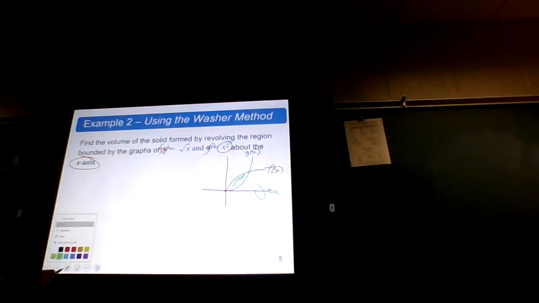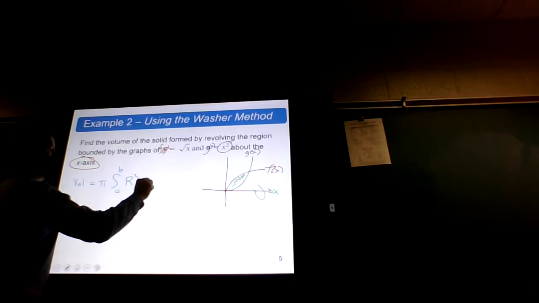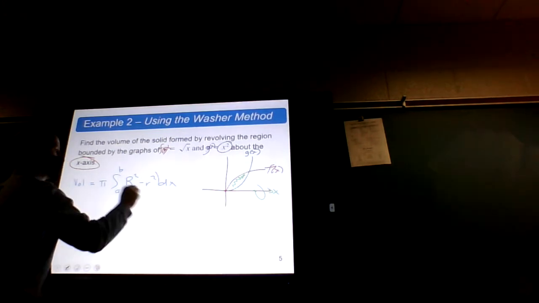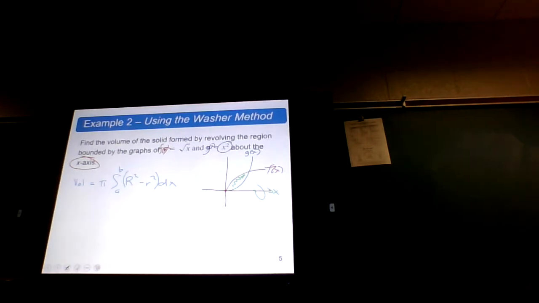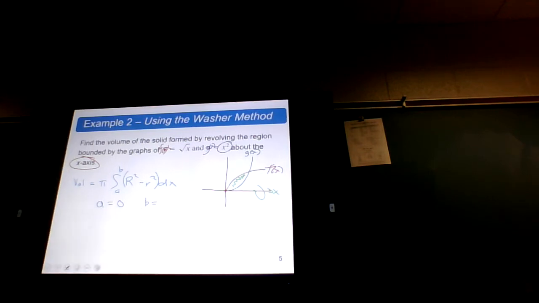And I always like to start with writing the formula. So the volume here is going to be pi times the integral from a to b of big R squared minus little r squared, in this case dx. Do you guys know what a is? Can you just look and tell me what a is? It's 0. A little harder question. Anybody want to take a stab on what you think b is?